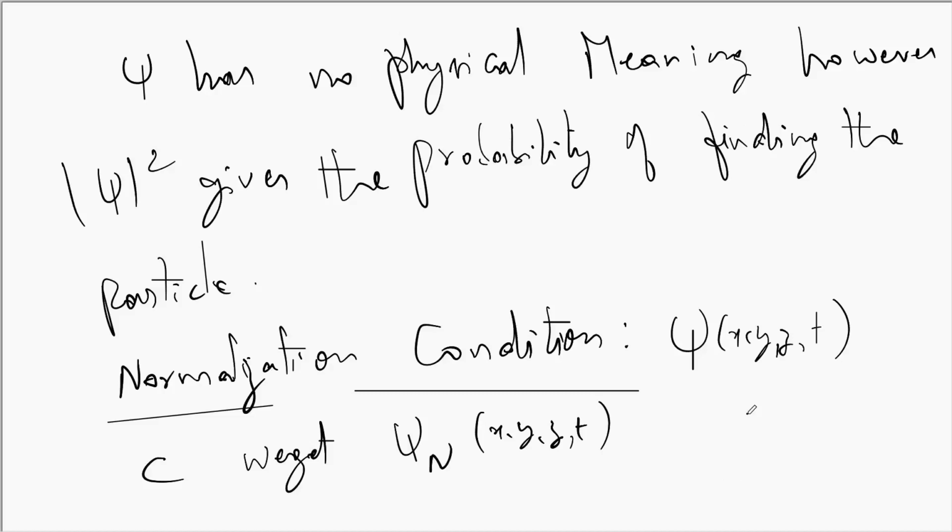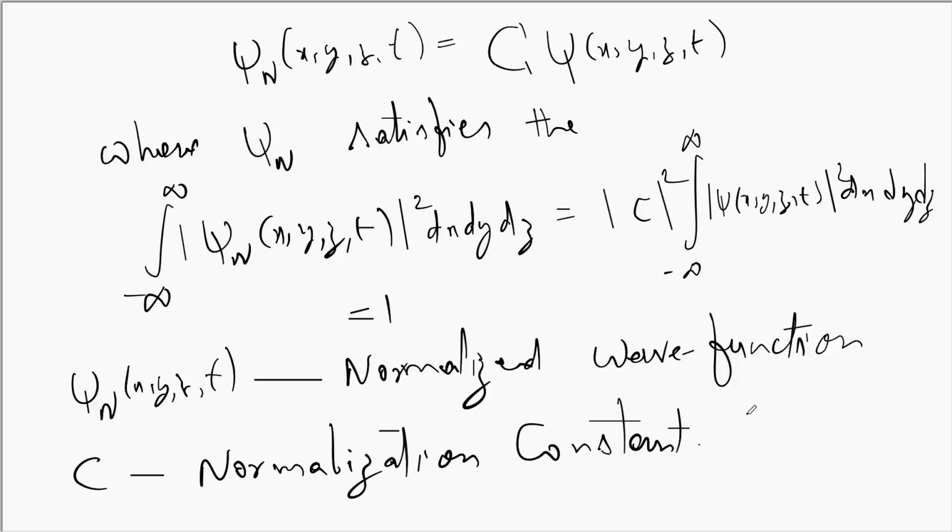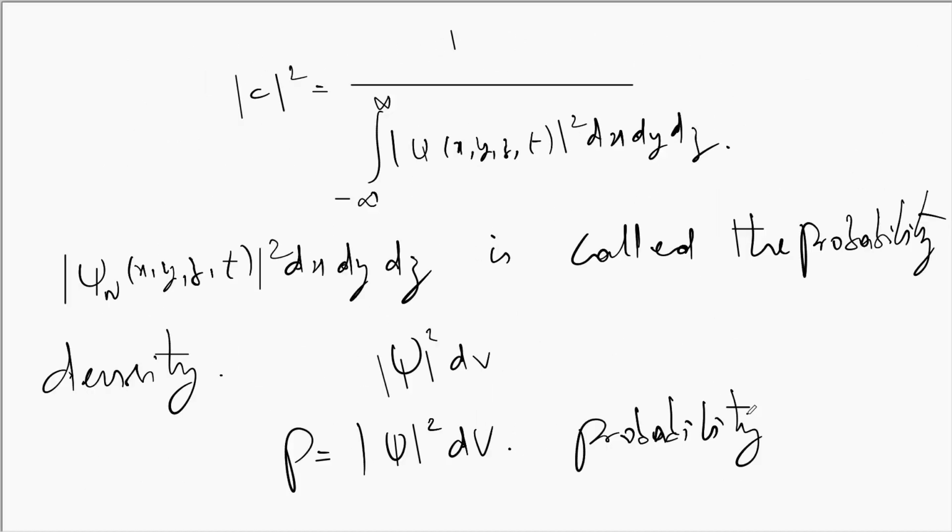We have seen the normalization condition. We have said that c is the normalization constant. We have seen how to obtain the normalization constant, and we have said that the probability of finding the particle is given by mod psi squared dV.